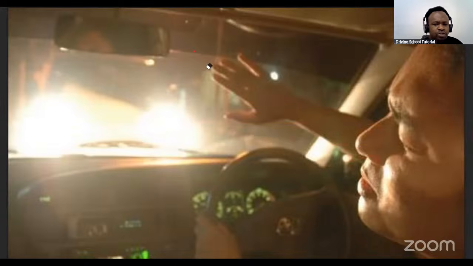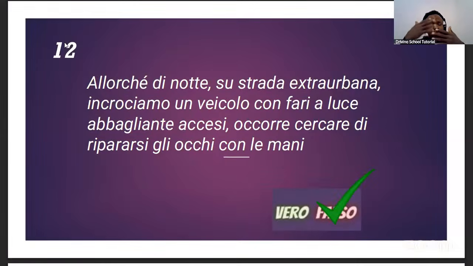You are removing your hand from the steering. You are even removing your face from where you are going to. So at the end of the day, you might end up out of the road. So that is why it is not true that it is necessary for you to use your hands to cover your eye or to repair your eye when a situation like this occurs.